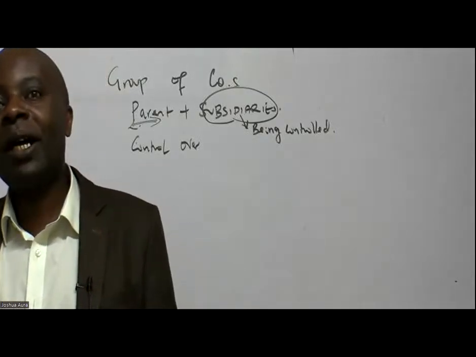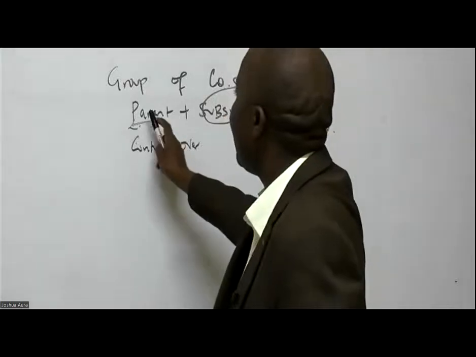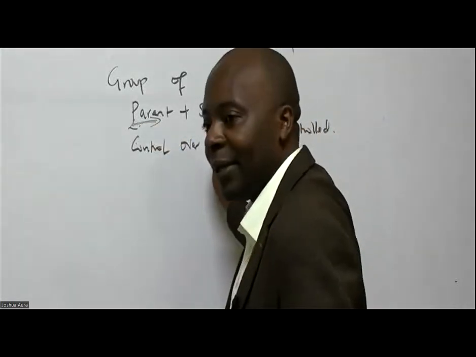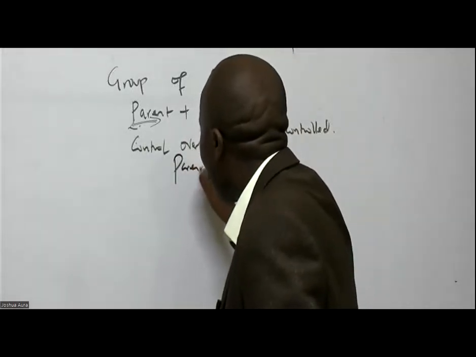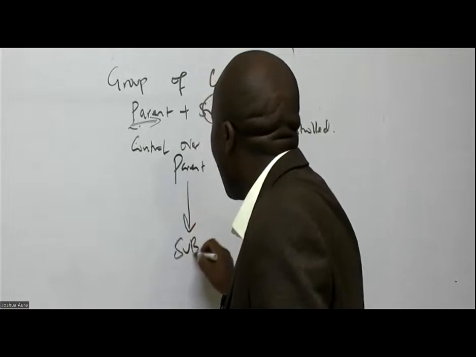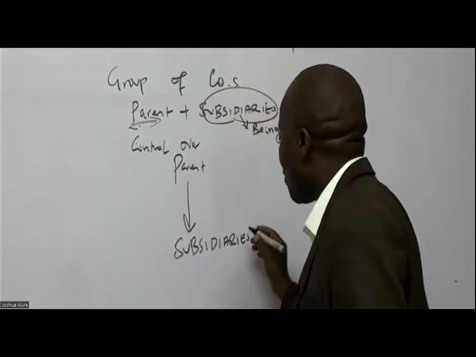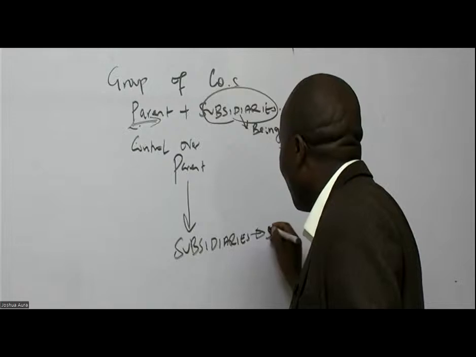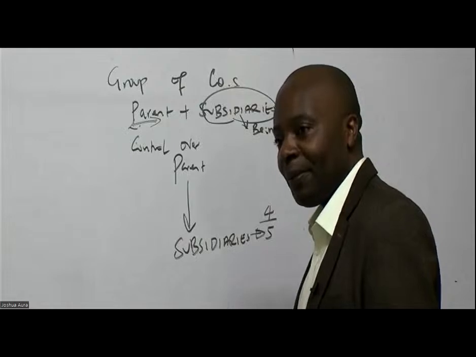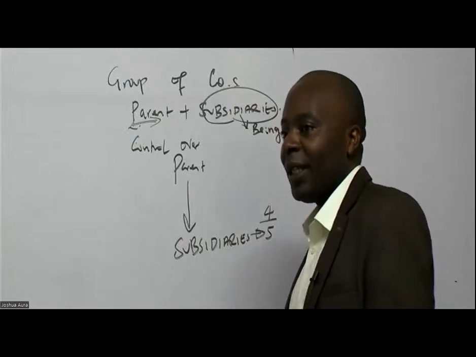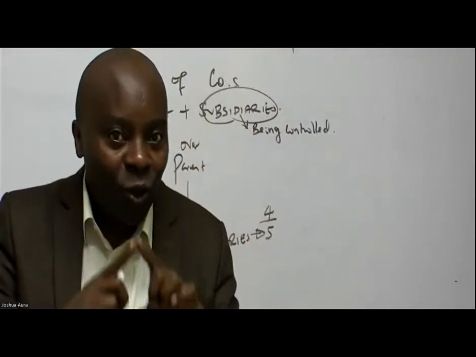Control, ladies and gentlemen, is the ability of the parent to run the subsidiary from wherever you are. If you're the parent, you are able to run the subsidiaries simply because you control them. So you are able to say, for example, out of 5 directors, let's have 4. So 4 directors are being appointed by the parent. So it will be very good for me, from the word go, to try to ascertain this control as an auditor.